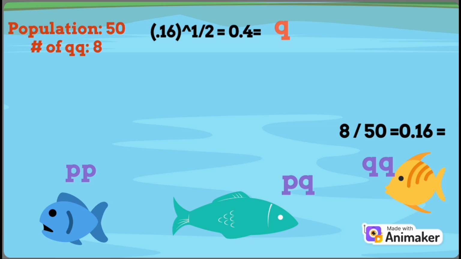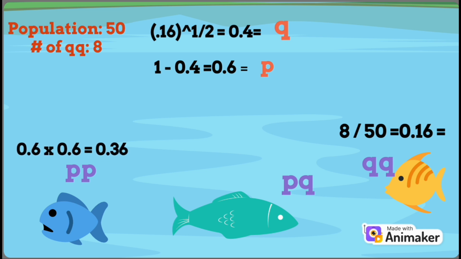Now, because p and q are frequencies, they have to add up to 1. So to find p, all you would have to do is subtract q from 1. This gives us 0.6. Now, p squared is 0.36. This is the frequency of the dominant homozygous genotype. And the final value needed for the Hardy-Weinberg equation, 2pq, the heterozygous genotype, is 0.48.